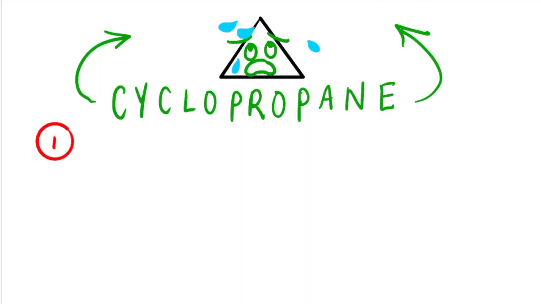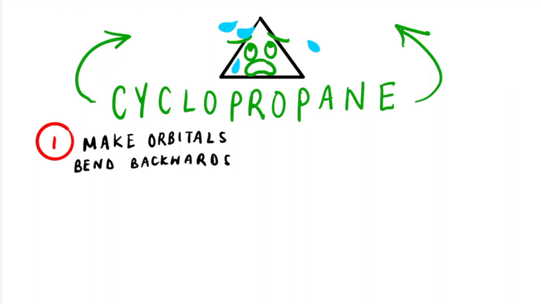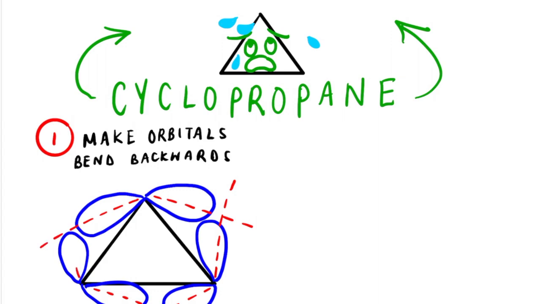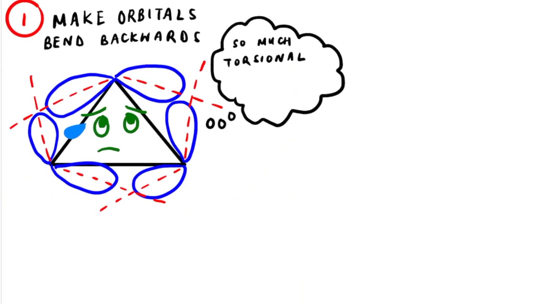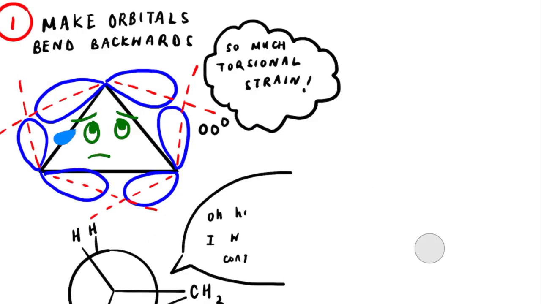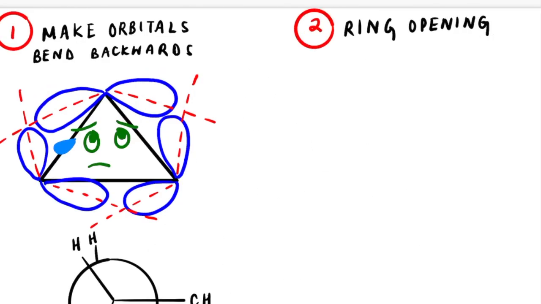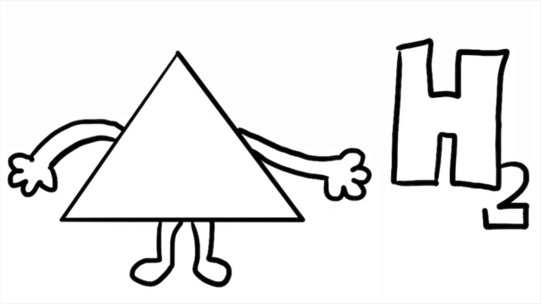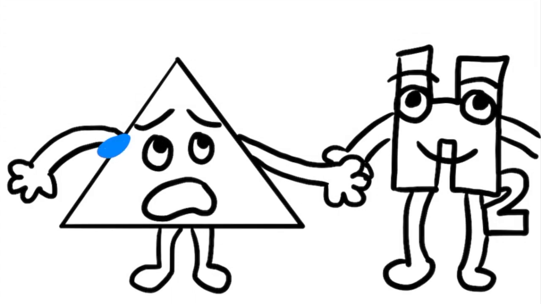There are many ways it can alleviate the stress. The first way is by making the bond orbitals bend outward. It is stuck in an eclipse formation with no possible way of achieving a staggered formation. It can undergo something called a ring opening reaction in order to relieve this torsional tension. The cyclopropane, when combined with hydrogen molecules, forms propane.